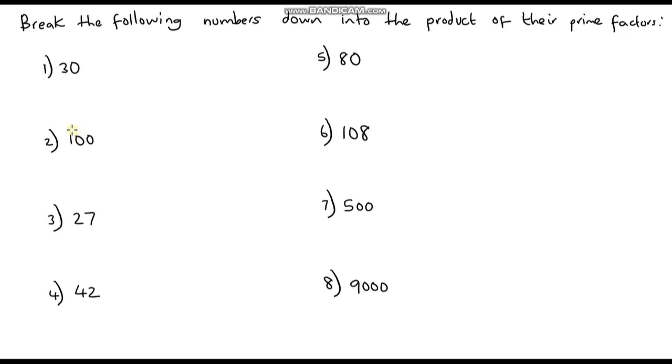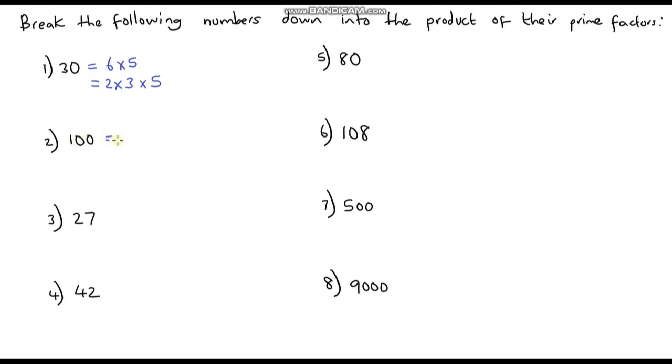all prime numbers. Okay, so if we start with the first one, well, 30 is the same as 6 times 5. But we haven't quite finished because 6 is not a prime number. So we can break down 6 into 2 times 3. So this is going to be 2 times 3 times 5.